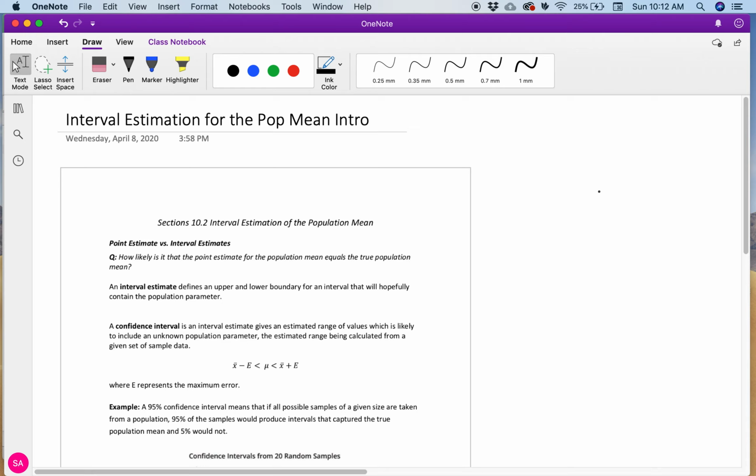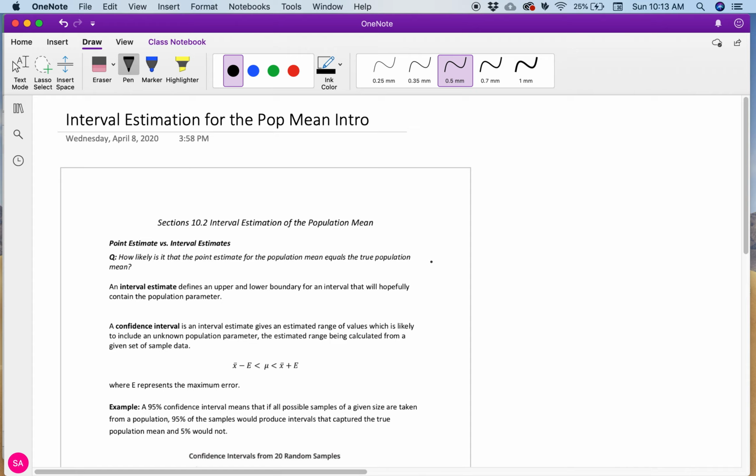Well, if we look at this first question that I have, how likely is it that that point estimate for the population mean equals the true population mean? And if you think about that, it's probably not very likely. If we're just giving basically one guess, one estimate, how likely is it that we actually found the true population mean? Probably not likely at all.